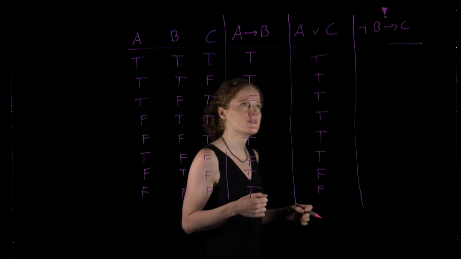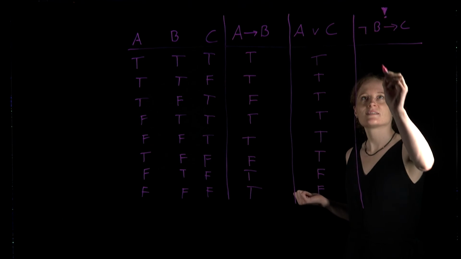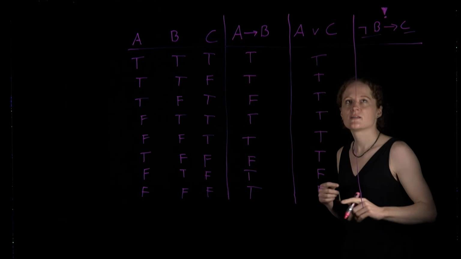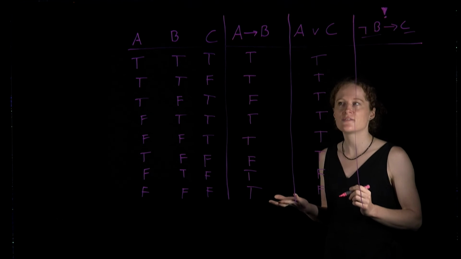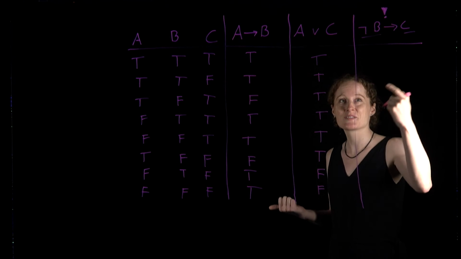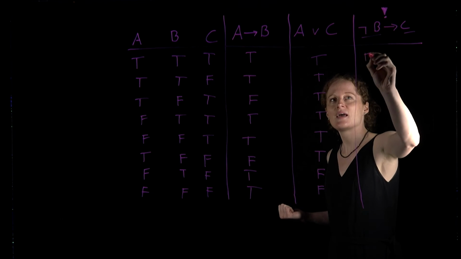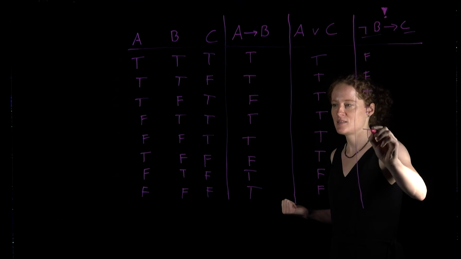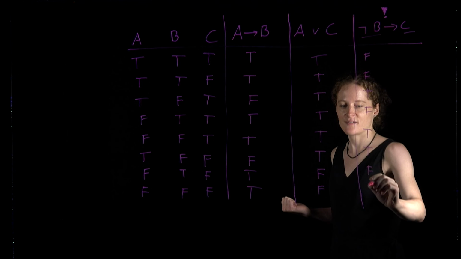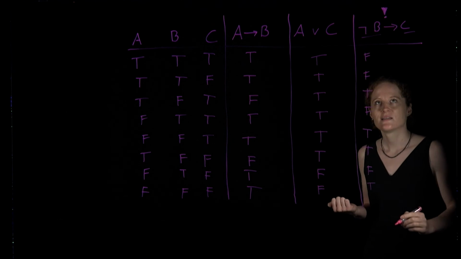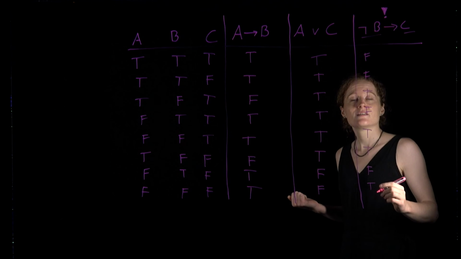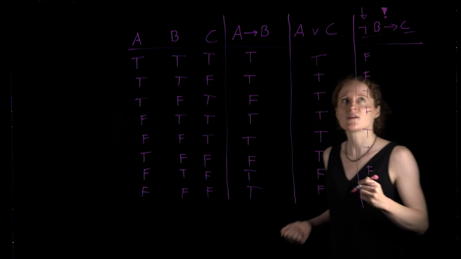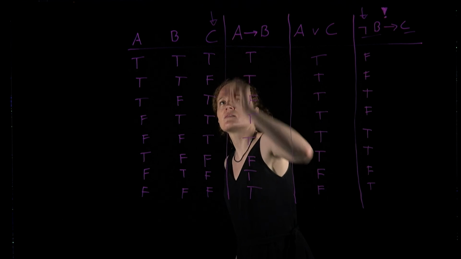Now let's look at the conclusion. Here we have a conditional. The antecedent of the conditional is not B, and the consequent of the conditional is C. So let's first assess not B, the antecedent of our conditional. The negation sign flips the truth value of B, so that's going to be F, F, T, F, T, T, F, and T. And then the truth value of our conditional is going to depend on the truth value of the antecedent, so I have to look at this column here, and on the truth value of the consequent, so I also have to look at this column here.